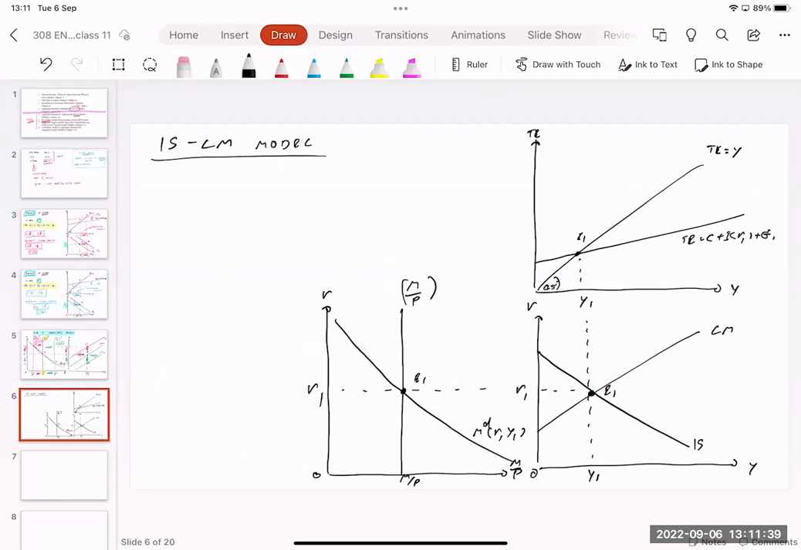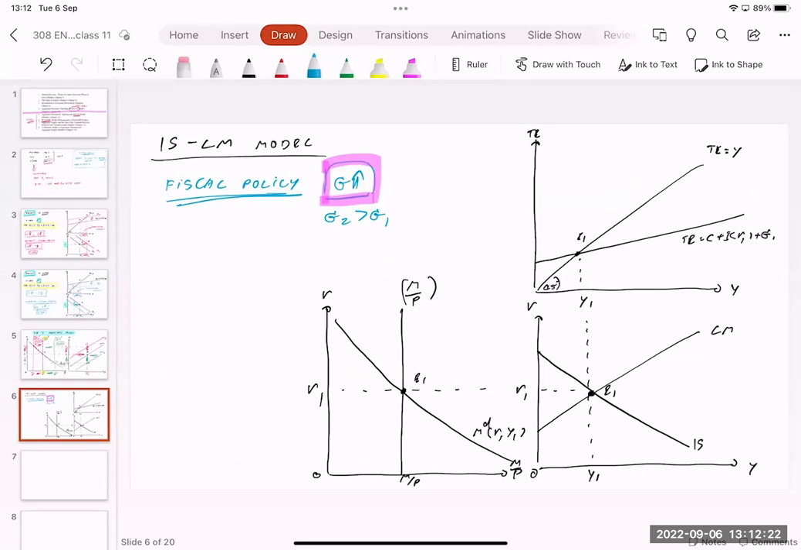If something changes, I want to see how it's going to affect the output market and money market. For example, first we're going to focus on if the government uses fiscal policy. Let's say the government increases G, increasing government spending, so G2 is going to be greater than G1. When the government increases G, will it affect the output market or the money market?